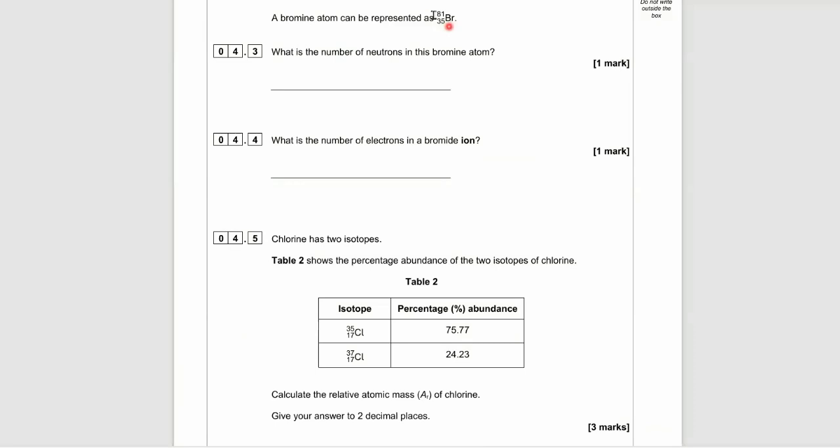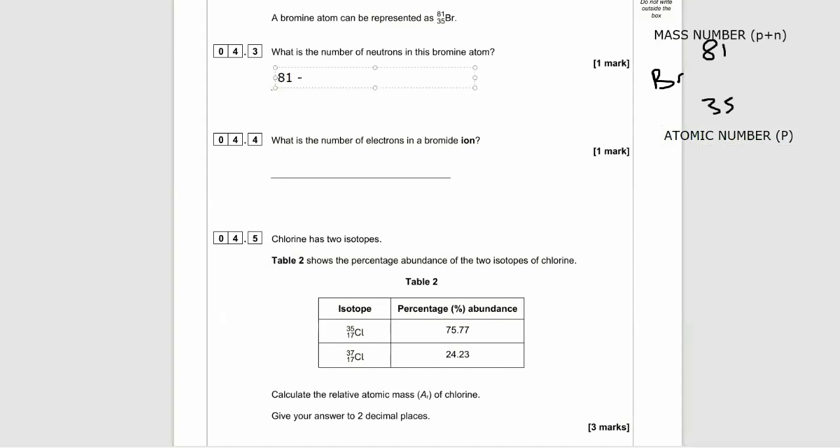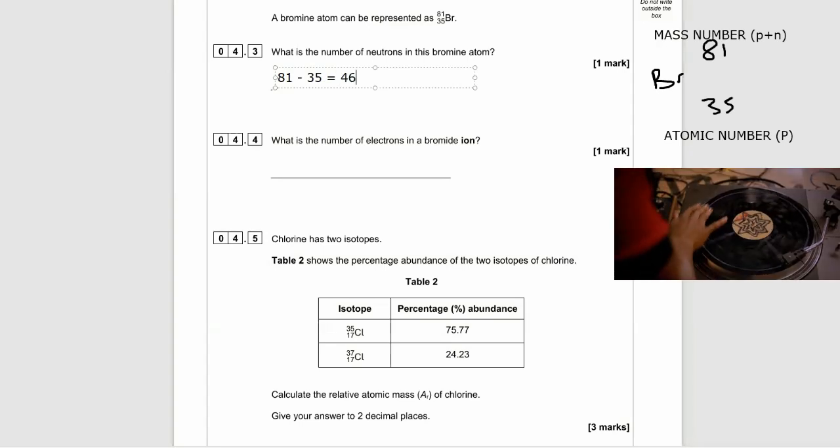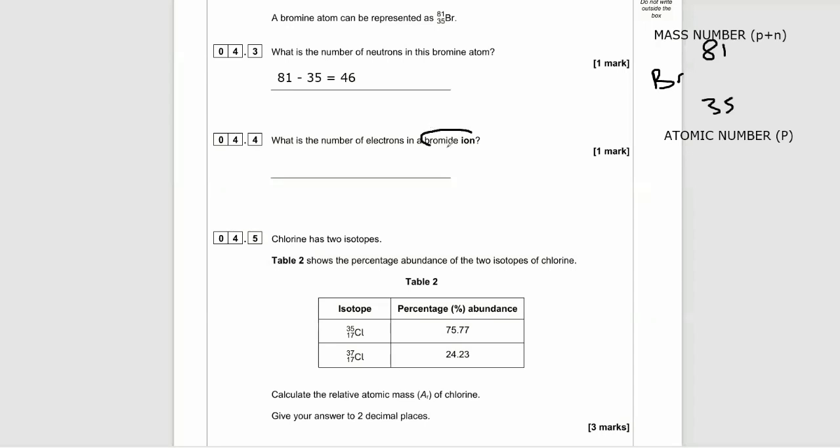Okay. A bromine atom can be represented as Br with 81 at the top and 35 at the bottom. What is the number of neutrons in a bromine atom? So first of all, we need to remember what those numbers mean. Well, the mass number, which is the big number, that is the protons plus neutrons. And the atomic number at the bottom is just P, just protons. So to find neutrons, N, we need to do 81 minus 35. So you're kind of doing P plus N minus P equals N. And that will tell us that there are 46 neutrons in this bromine atom.